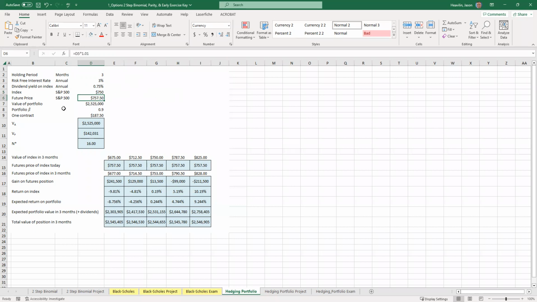A futures contract on the S&P 500 is going for $750. That's the price. The value of the portfolio right now, of the index portfolio, is $2,525,000. That's how much money you have in there. We're going to say that the portfolio beta right now is 0.9.